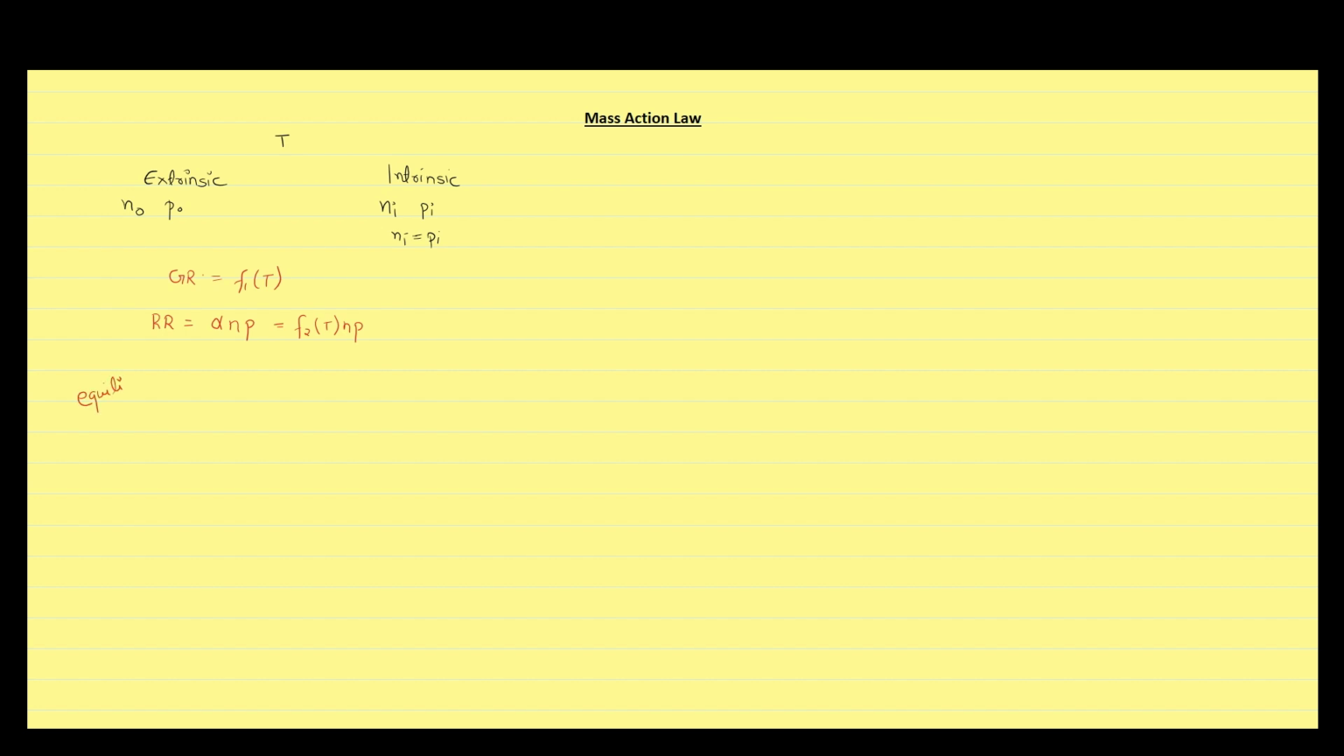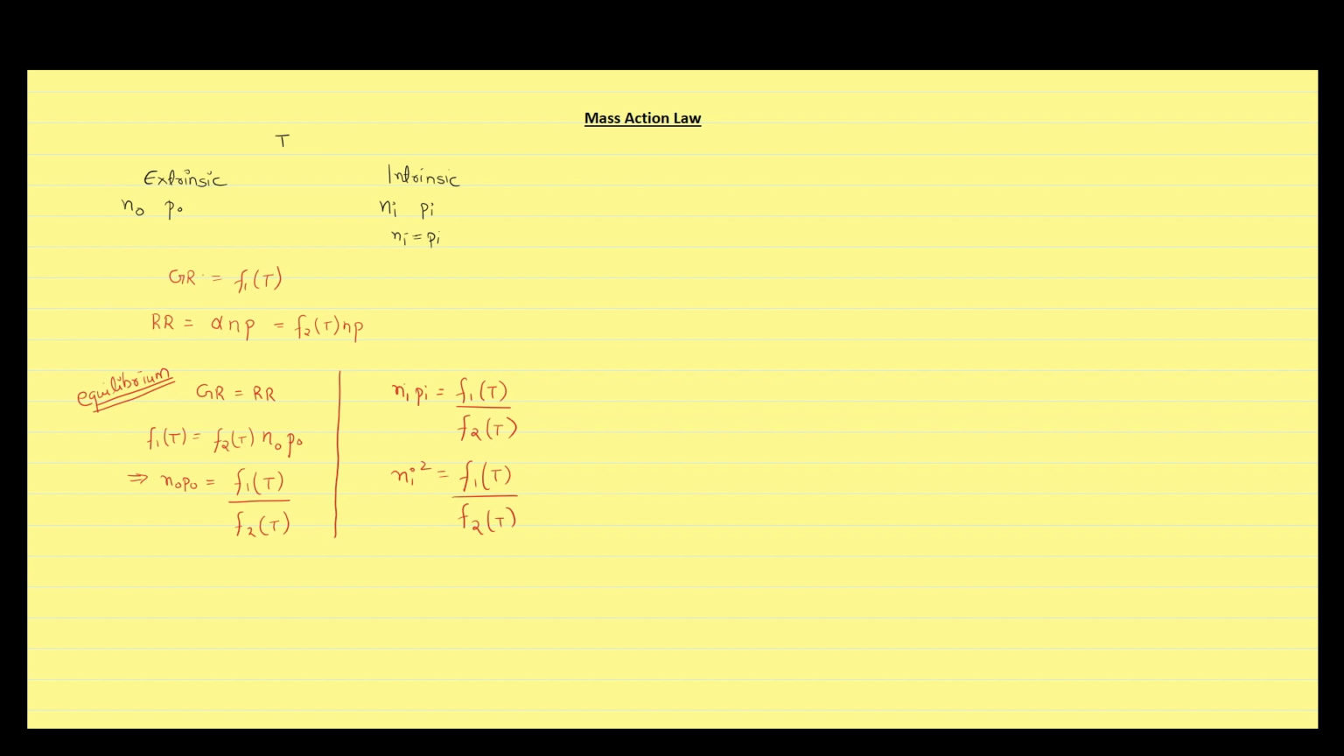Now for equilibrium semiconductor, we know that generation rate is actually equal to recombination rate, irrespective of whether the semiconductor is extrinsic or intrinsic. For extrinsic semiconductor, we put the value of generation rate and recombination rate. We can write N0 into P0 is equal to function f1 divided by function f2, and both the functions f1 and f2 are functions of temperature. Similarly, for intrinsic semiconductor, we can write Ni into Pi equal to function f1 divided by function f2. Since Ni is equal to Pi, we can also write Ni square equal to function f1 divided by f2.